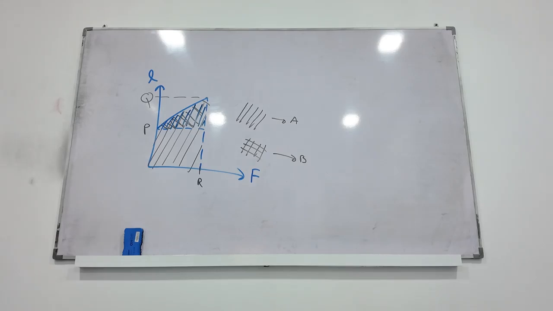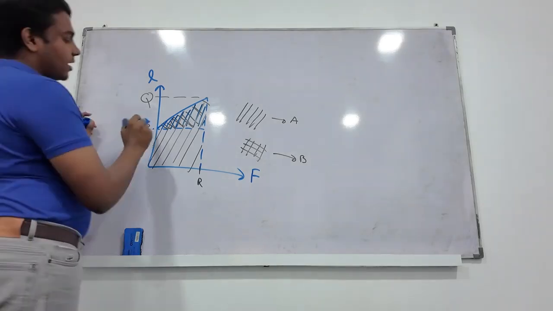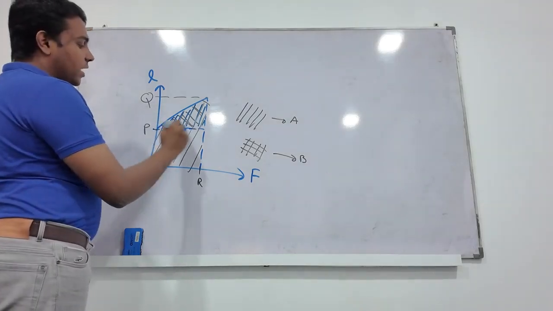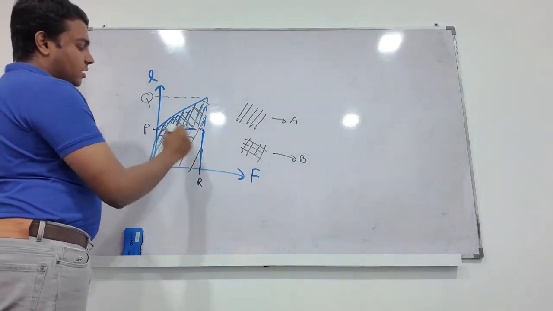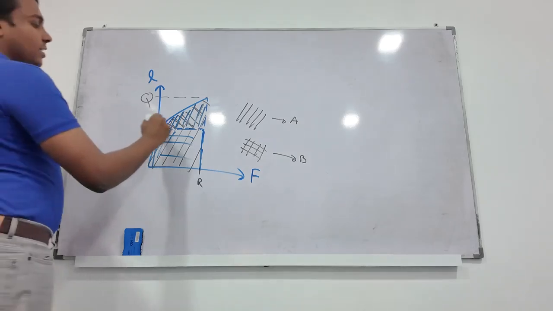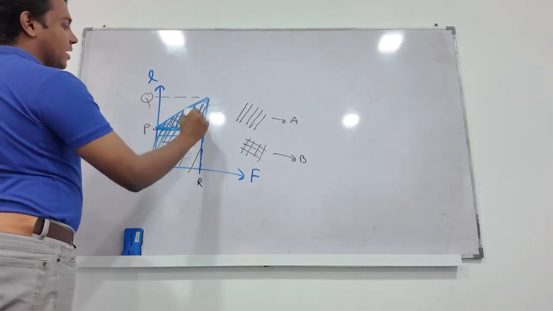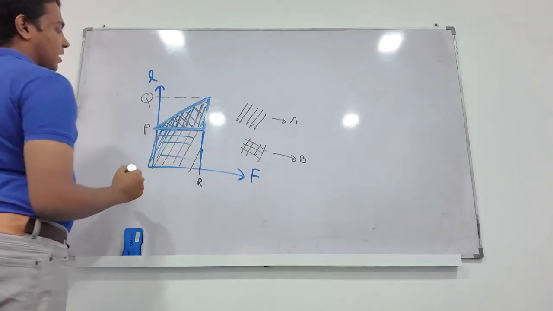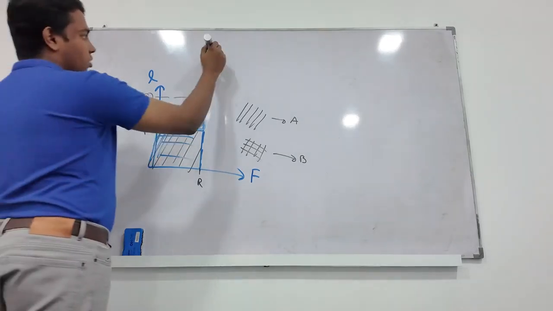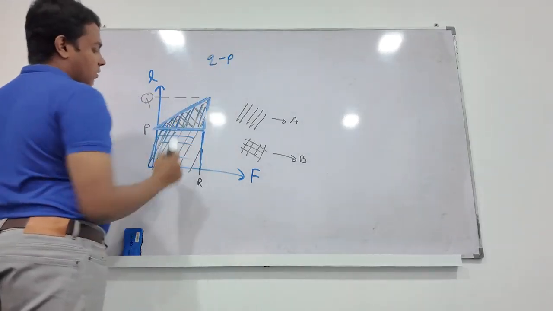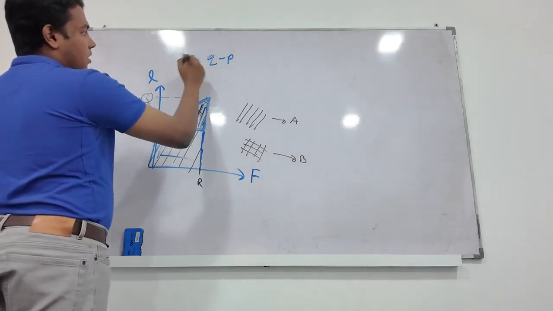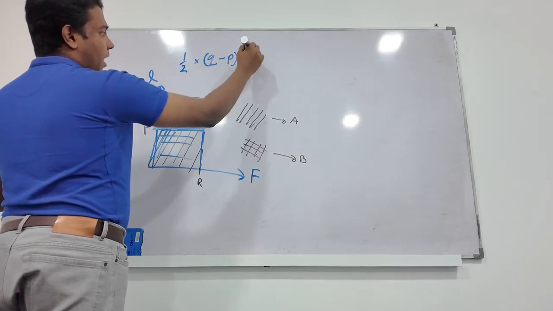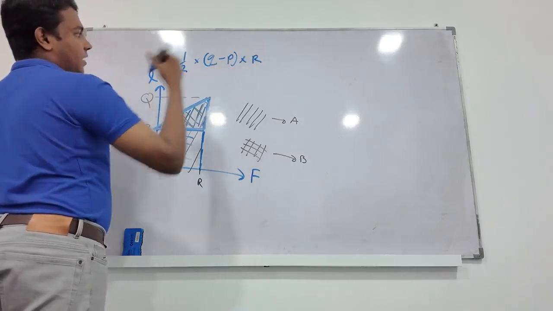Because P is the original length. There has been no work done to get it to the original length. Do we need work done to get it to the original length? No, right? So only the area of this section we are taking. What is the height? Q minus P is the height. What is the base? R is the base. So half times base times height.